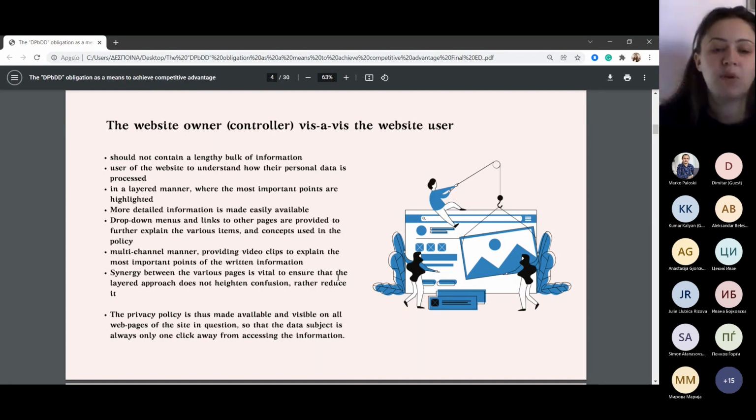So the privacy policy is made available and visible on all web pages on the site in question, so that the data subject is always only one click from accessing the information. So we can say that with the whole transparency principle, the aim is to be clear on how the controller will collect and use the data. And it is always important to enable the data subject to use their rights.